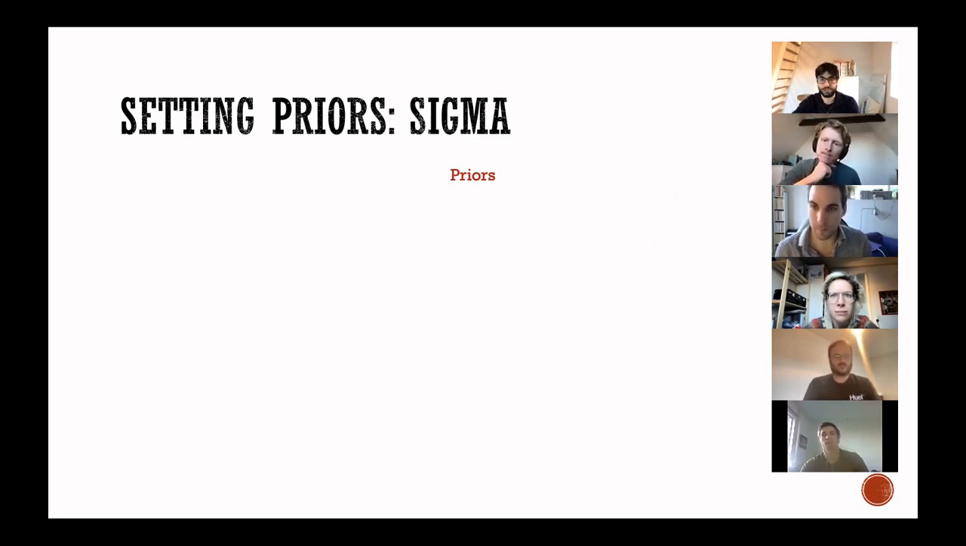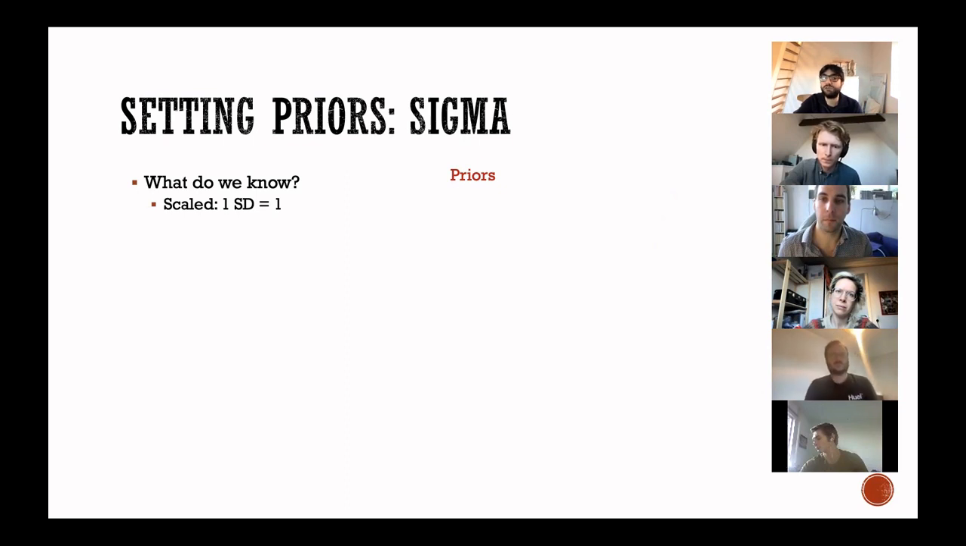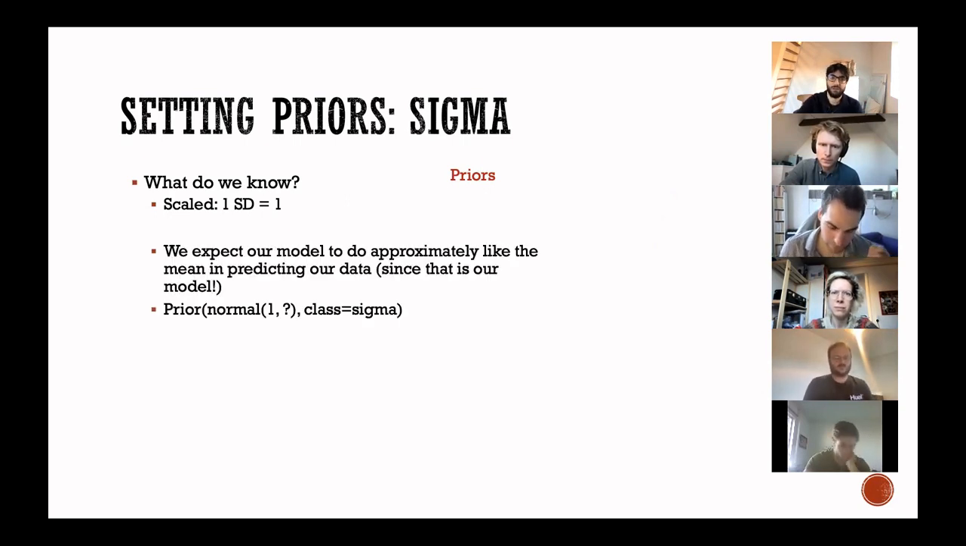How do we set the prior for sigma? Right? Again, rescaling the data made things very easy for us. This data is scaled, which means that one standard deviation, one average error in predicting the data points from the mean, is 1. So we expect our model to do approximately like the mean in predicting our data, since that is our model. Like the current model is just the mean, basically. So we start by writing prior, normal distribution, mean of 1. That's the average expected error. We don't know the standard deviation yet, and we specify that that's the prior for sigma.